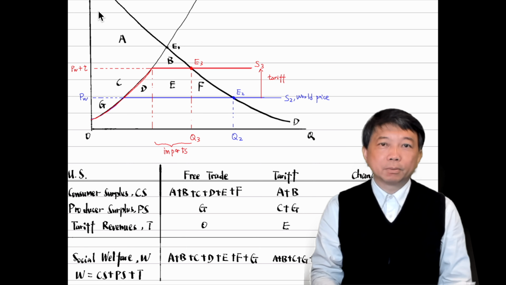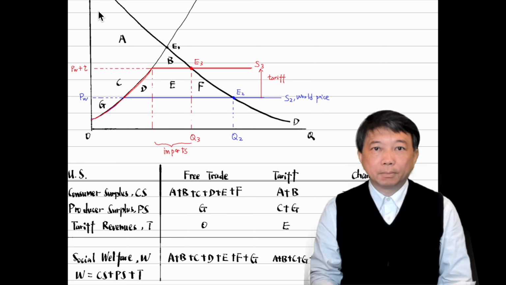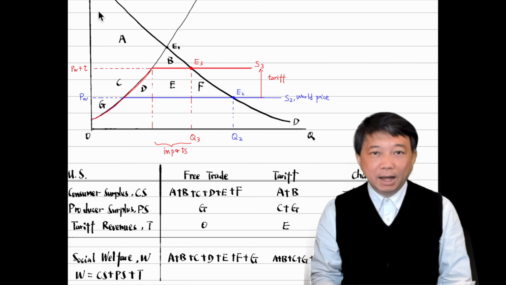Tariff policies protect domestic producers and benefit them, but they lower consumer surplus and social welfare and may lead to rent-seeking behavior. Implementing tariff policies requires a balance of various stakeholders' interests. I just provided a brief analysis from a microeconomics perspective, focusing on consumer welfare.